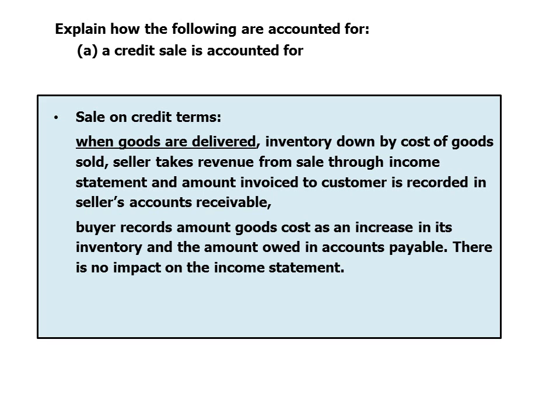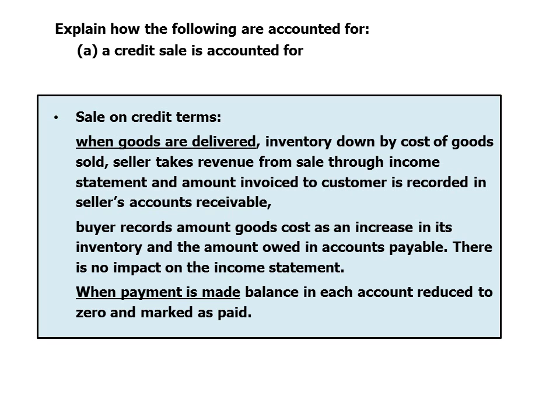At the buyer's side, they record the amount that the goods cost as an increase in its inventory and the amount that is owed to the supplier in accounts payable. There's no impact on the income statement at the customer's end. And then finally, when payment is made, the balances in each account are reduced to 0 and marked as paid, with no impact on the income statement.